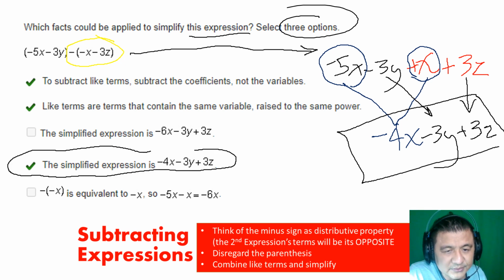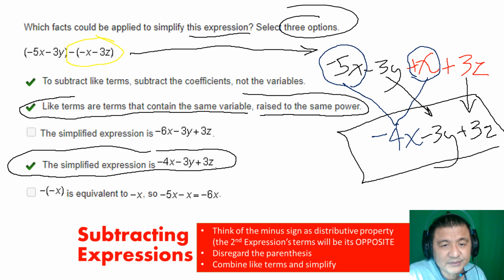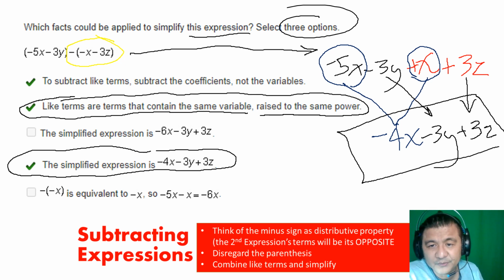What else? So there are two more correct expressions here. Like terms are terms that contain the same variable raised to the same power. Yes, these are the like terms. When we combine 5x and x, the variables are the same.